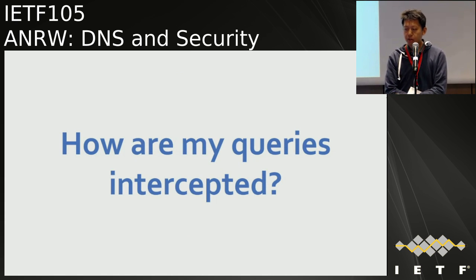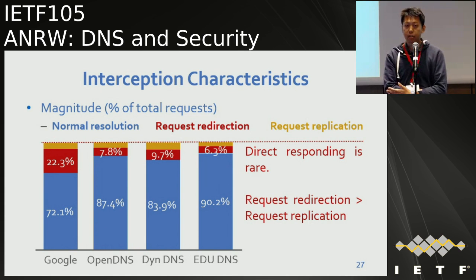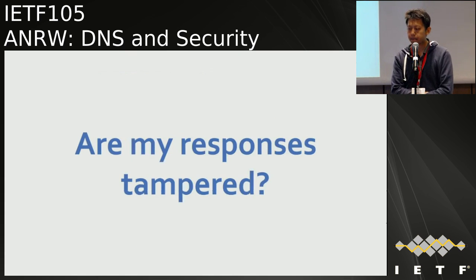The second question we want to answer is how are my queries intercepted? We talk about 3 types of DNS interception: request redirection, request replication, and direct responding. It turns out that in most cases those middle boxes do request redirection. A small ratio do request replication, and direct responding is really, really rare.